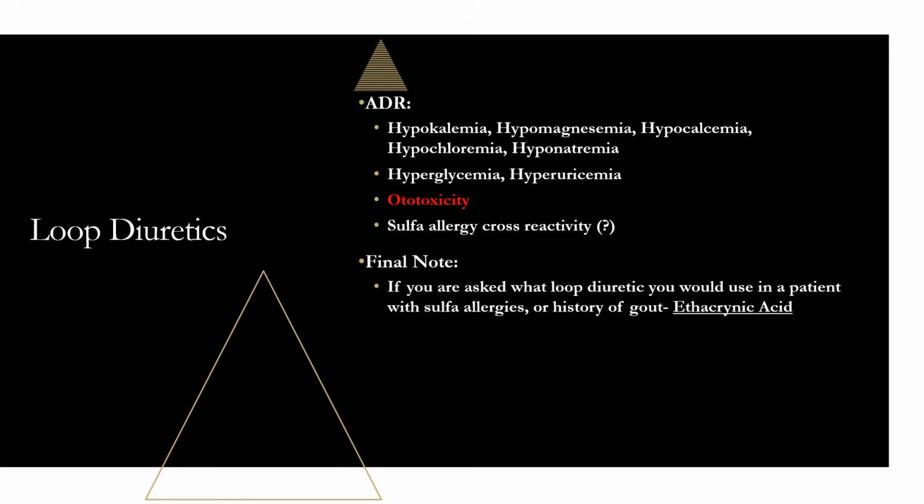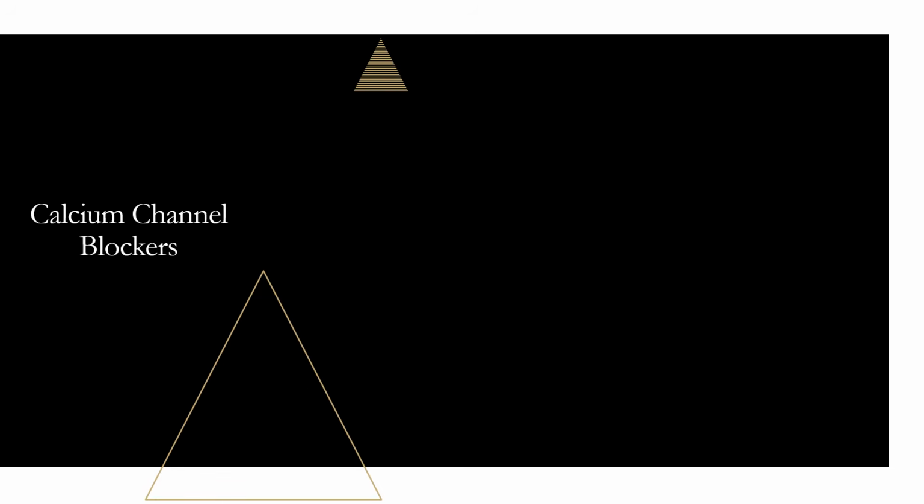If for some reason they say you want to use a loop diuretic, but the patient has gout or they have a sulfa allergy, remember that's the one you're going to use because that doesn't have either one of those problems with it. So remember that.